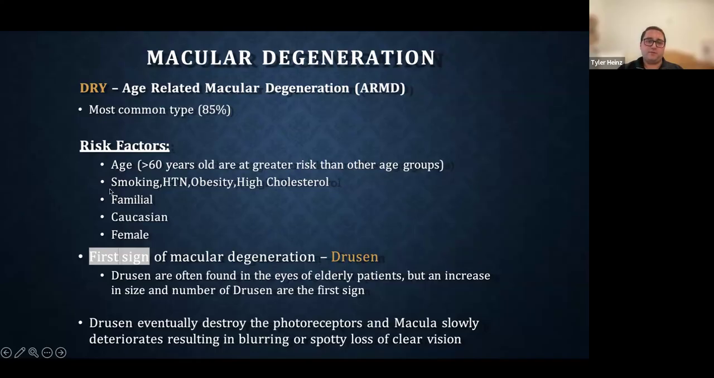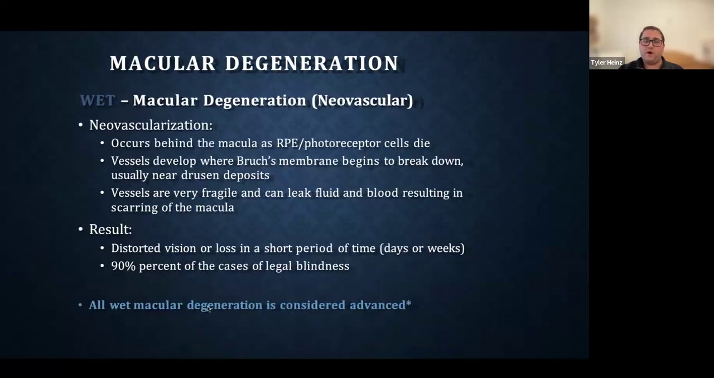Of course, you have familial genetic components. Caucasians are more likely to get this than African Americans. Females are more likely to get it than males. Like I said on the last slide, our first sign of macular degeneration is going to be drusen. They eventually destroy the photoreceptors and macula, and they slowly deteriorate, resulting in blurring or spotty loss of the central vision. Wet macular degeneration, this is our neovascular type.